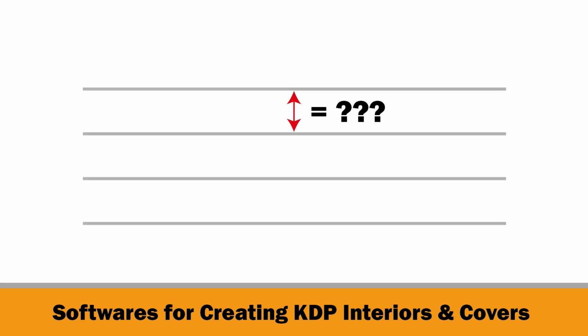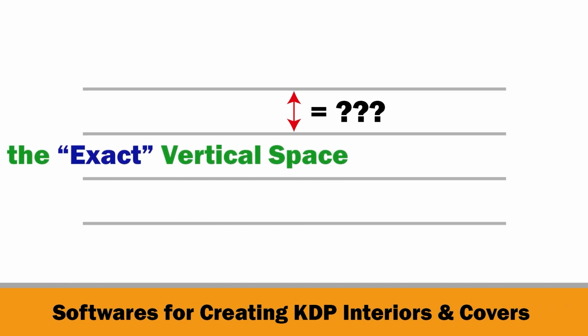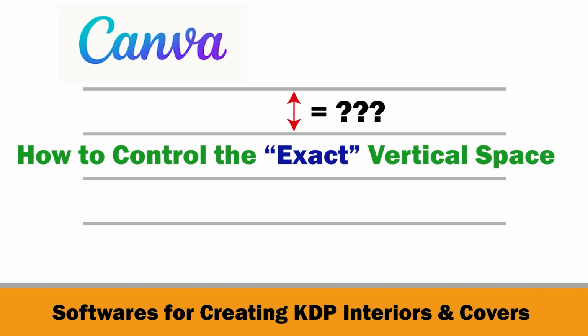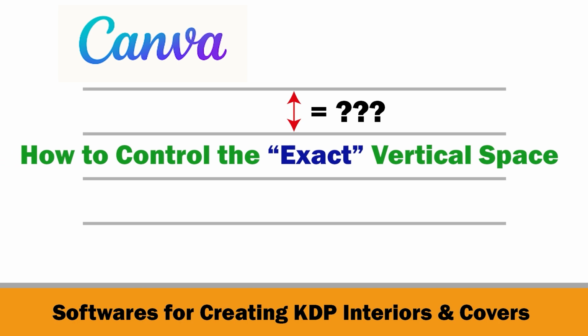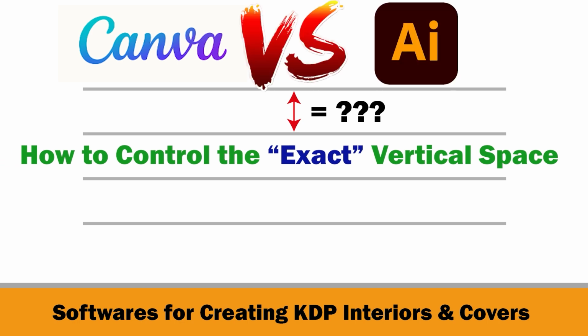So in this video, I am going to show you how you can control the vertical space between the lines both in Canva free version and Adobe Illustrator. I know it sounds back to basic, but I guarantee that it will help you create better KDP interiors. Keep watching till the end.